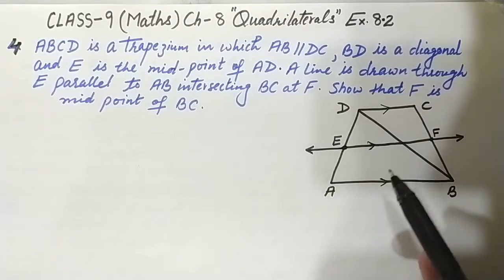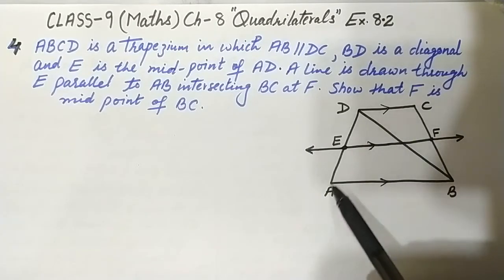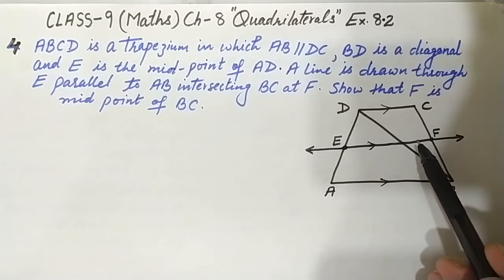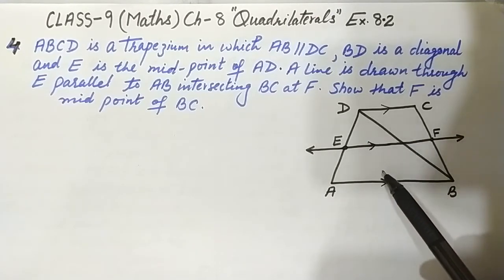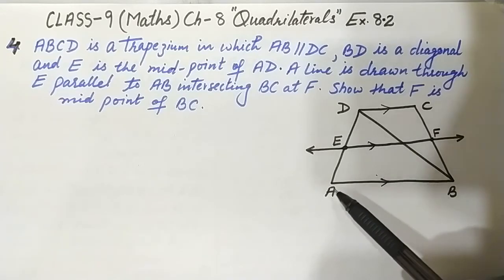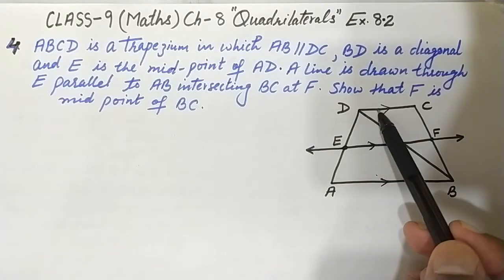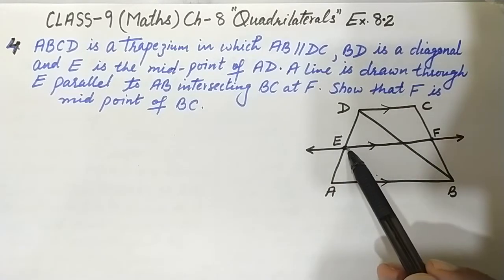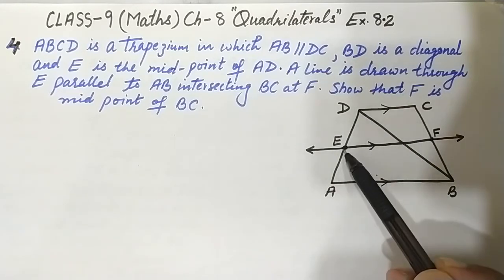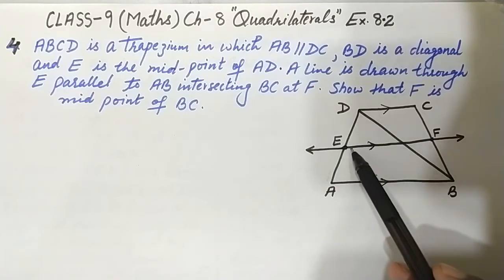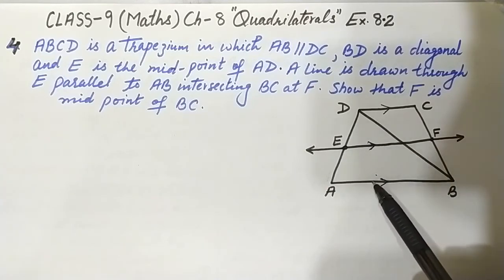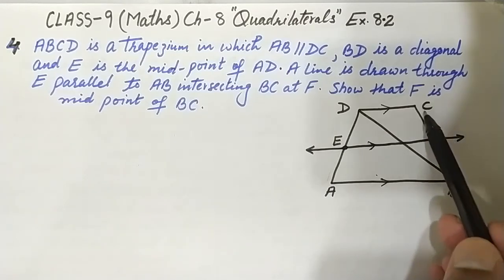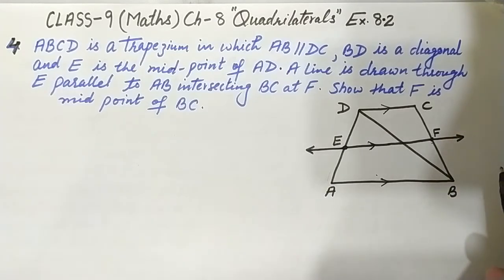So in this question what is given? ABCD is a trapezium. Trapezium means a quadrilateral in which at least one pair of opposite sides is parallel. So in this trapezium AB is parallel to CD, given. BD is a diagonal and E is the midpoint of AD. Now this EF is parallel to AB, given. These things are given and we need to prove that F is the midpoint of BC. So let's start.